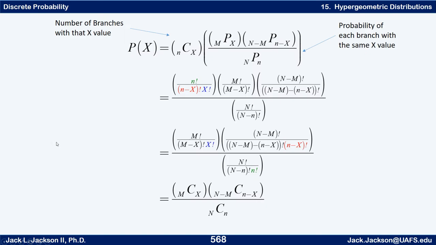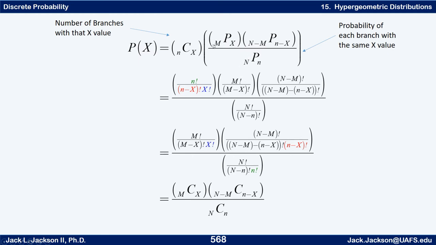Here's one way we can think of the formula. The probability of each branch with the same value, well, you have your m successes. We're going to choose x of those, and they turn out to be in order. m times m minus 1, and so forth, x of those factors, which is m permute x. Then we had N minus m failures, and we have n minus x of those permuted there, and we're dividing by N permute n. Capital N permute little n. But the number of branches with that x value is n choose x.